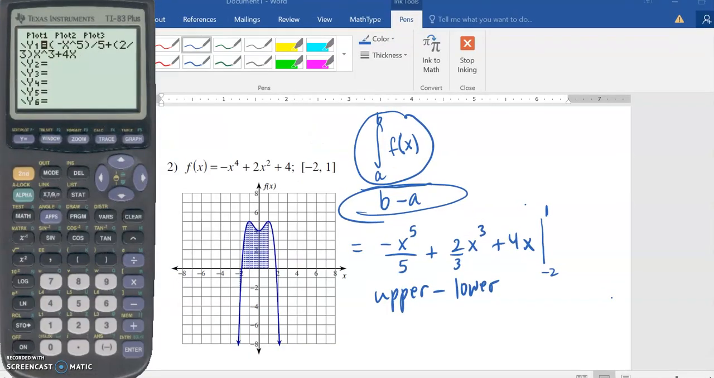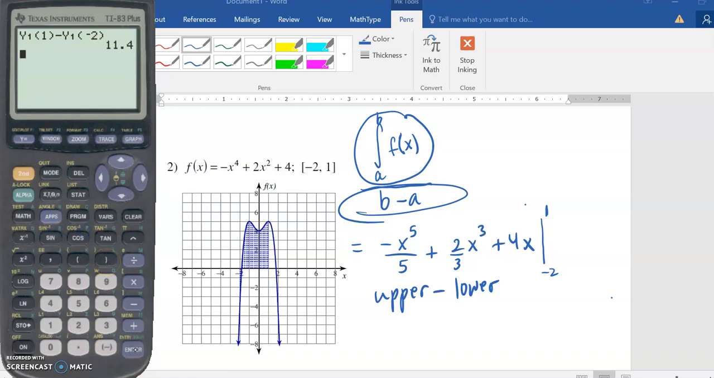So how I evaluate, going back to the home screen, I'm going to hit this vars button and then go to the right under y vars. This option will allow me to choose any function that I've inputted into the calculator. I know y1 is where I put my function, and I put a parenthesis, and I want the upper, which is 1. So 1, parenthesis, minus the function evaluated at minus 2. So I'm going to go to vars again, go over to y vars, function, y1, and then I'm going to put minus 2 in the function.